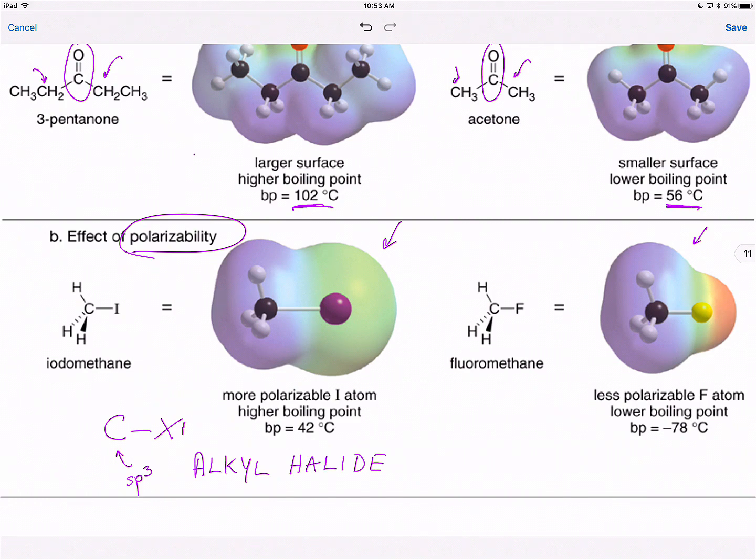In one case, I have iodine, the other case, I have fluorine. Okay, so I want you to focus on this bond here. Which bond is longer, carbon iodine or carbon fluorine? The carbon iodine bond is a much longer bond. Why?